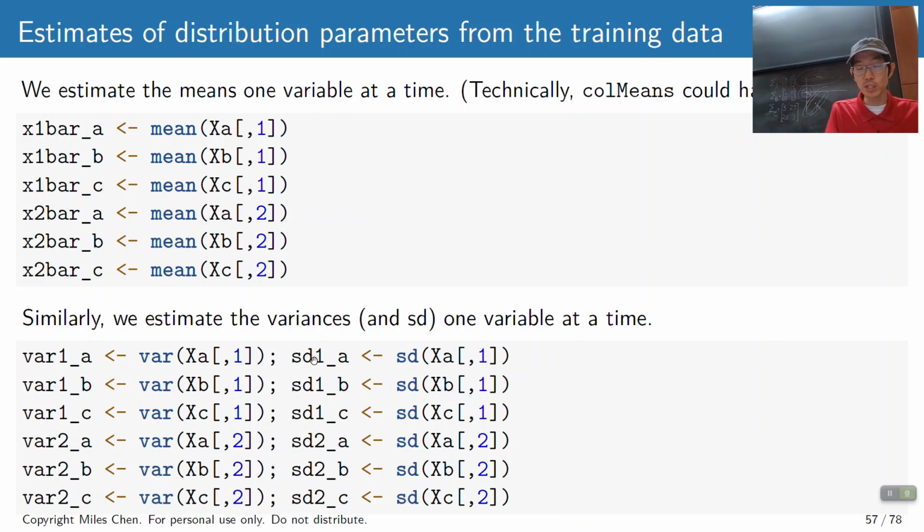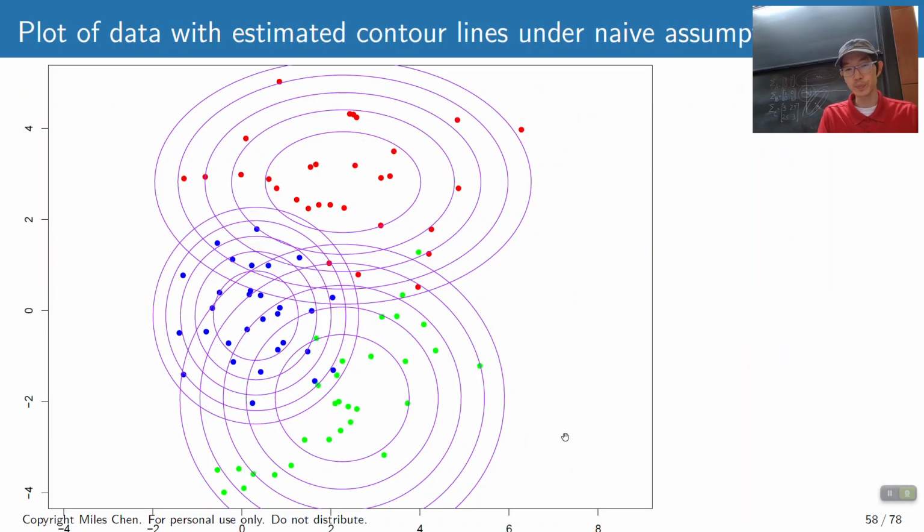So standard deviation for x1 for class A, standard deviation for x1 for class B, standard deviation for variable 1 for class C. And similarly, we do it for the second column. So I don't have variance-covariance matrices. I just have a scalar standard deviation or scalar variance term.